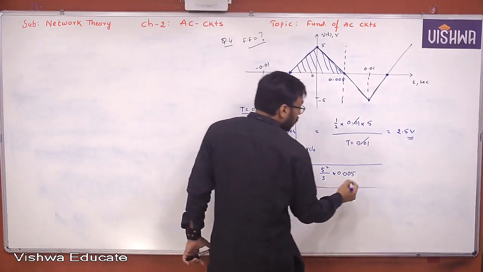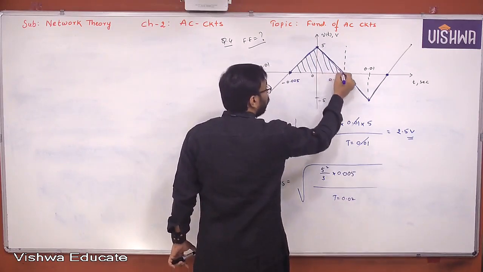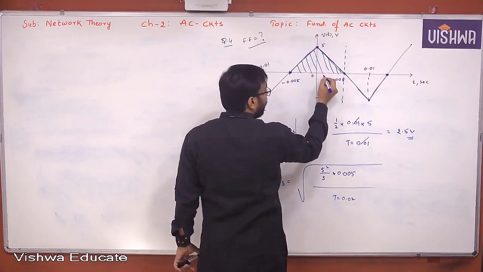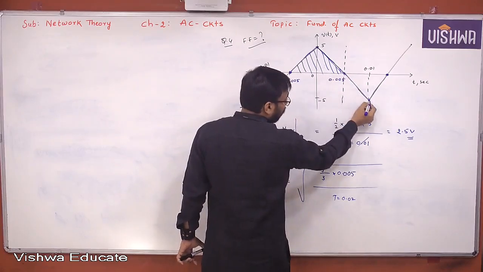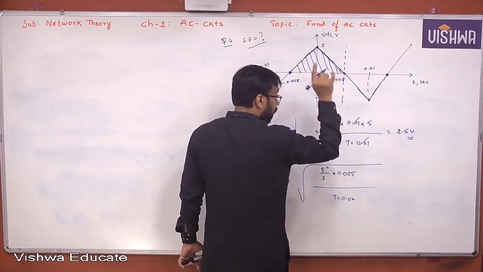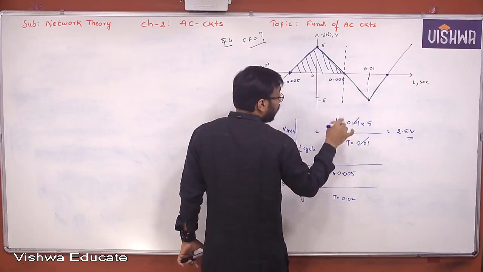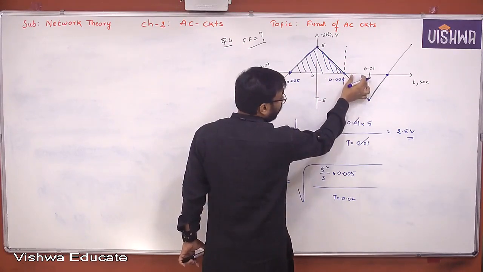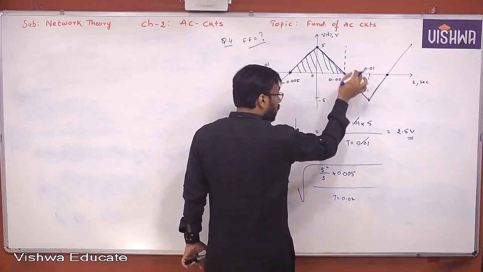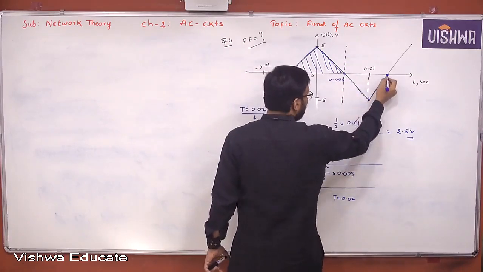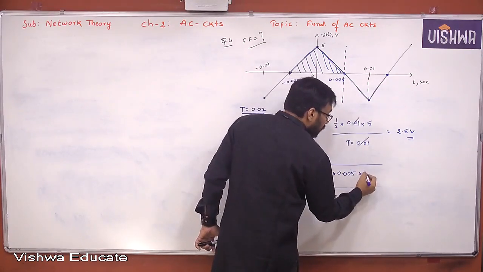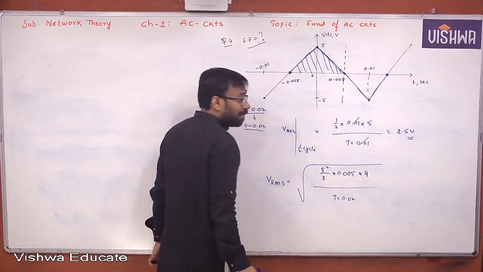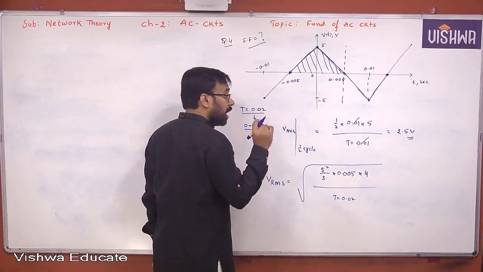Then what do you get here? This is also 5 square by 3 into what? 0.005. This is also what? Minus 5. But you are taking the square, so again 5 square divided by 3 into the duration. What is the duration between these two? This is the ramp, right? The duration is how much here? Again 0.005. Now this is another ramp. Again 5 square.